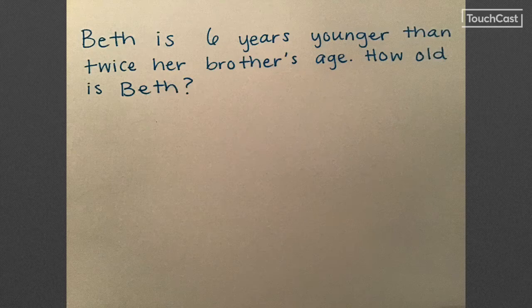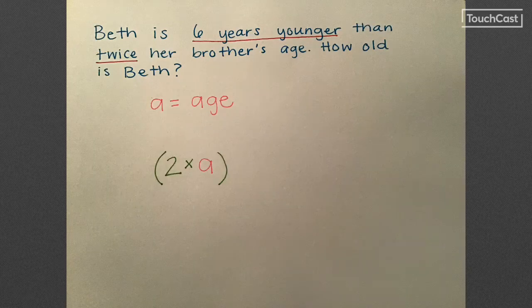Our second practice problem. Beth is 6 years younger than twice her brother's age. How old is Beth? Again, I want us to start by identifying the key words before we start to figure out what equation this is. I underlined 6 years younger and twice.